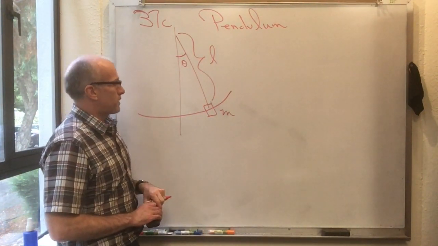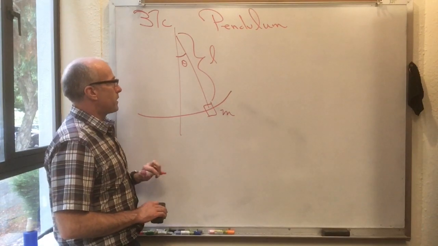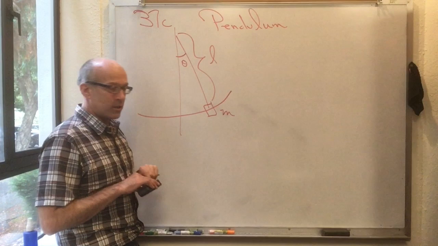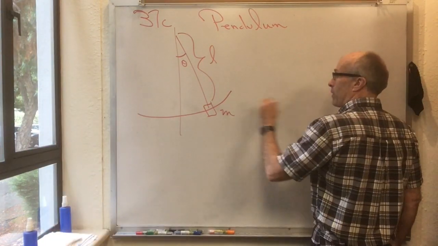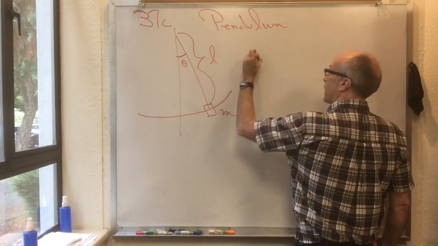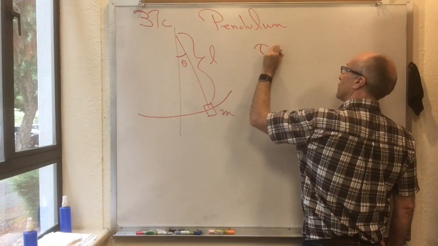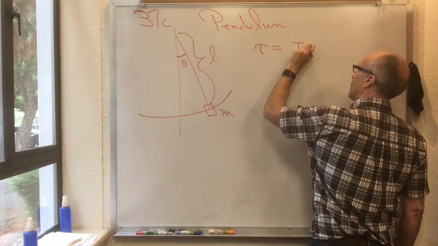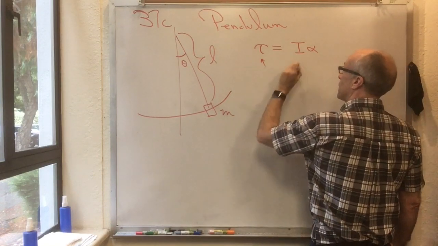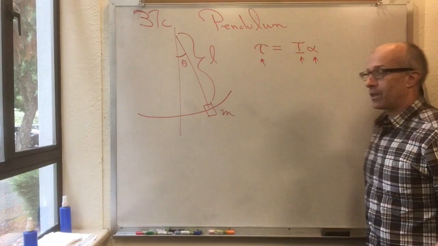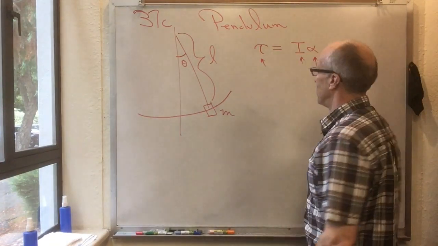And there's a lot of ways to solve this problem. It's an easy problem. But you have some real powerful machinery at your hands at the moment now, since we finished chapter 12 on rotational motion. You can go, oh my gosh, I can apply tau equals I alpha, that is torque equals moment of inertia times angular acceleration. I can apply that to this problem.